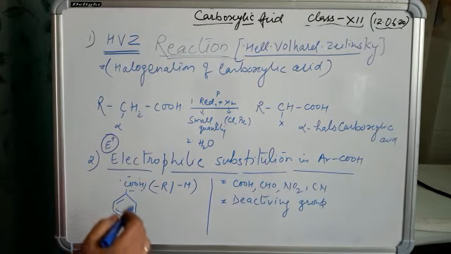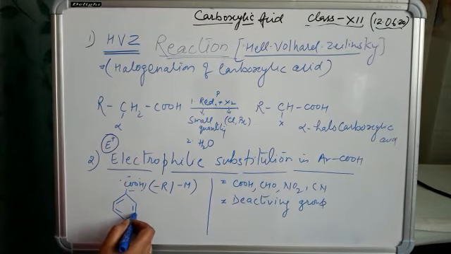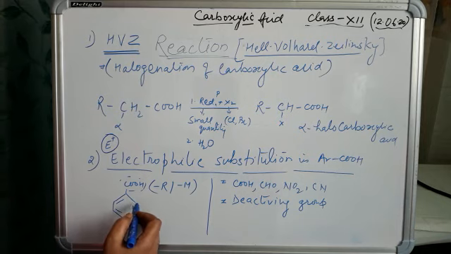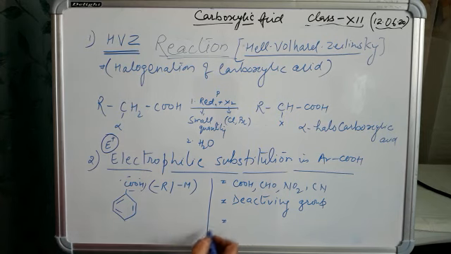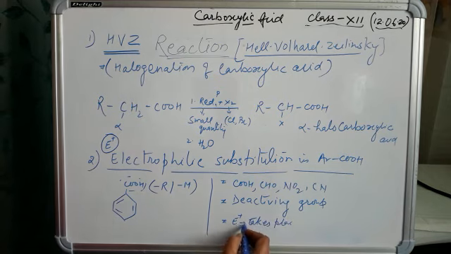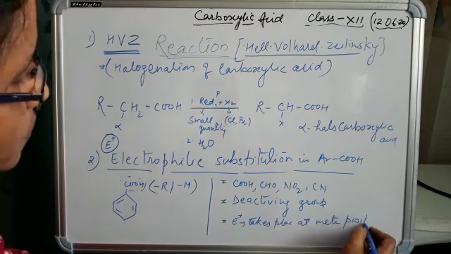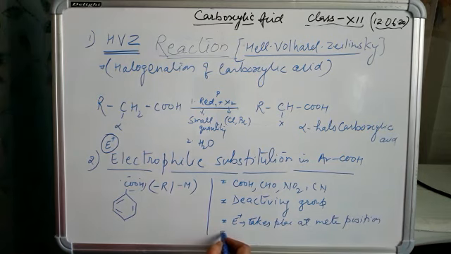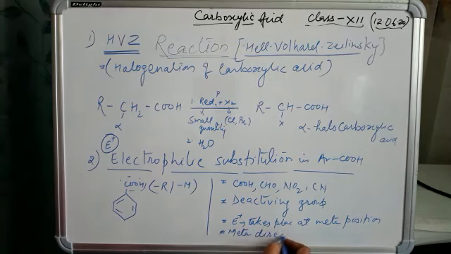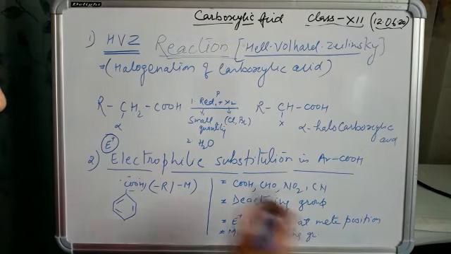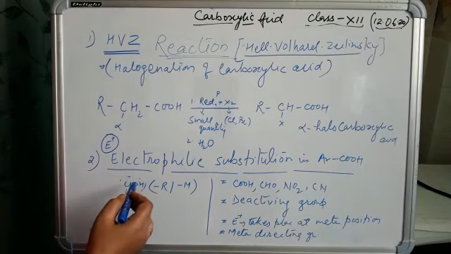When this deactivating group is present on the ring, the electrophile, meaning electron loving species, always substitutes at the meta position. This is ortho, this is meta, this is para. So the electrophilic substitution takes place at the meta position. So this group is also known as a meta directing group.